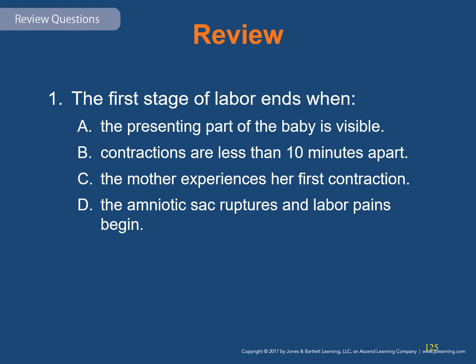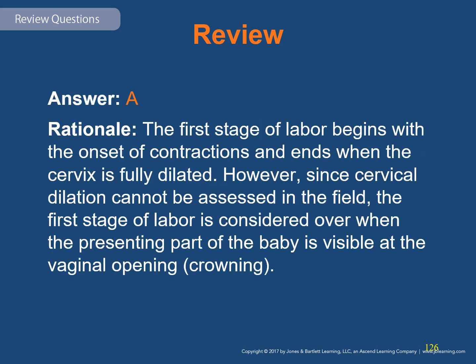Okay, class, let's go over some review questions. Review question 1. The first stage of labor ends when: A. The presenting part of the baby is visible. B. Contractions are less than 10 minutes apart. C. The mother experiences her first contraction. D. The amniotic sac ruptures and labor pains begin. The correct answer is A.